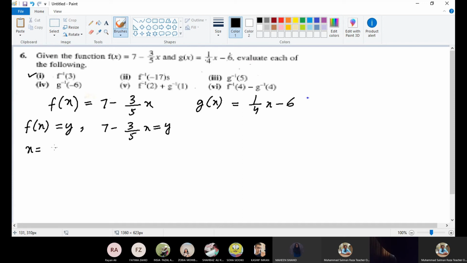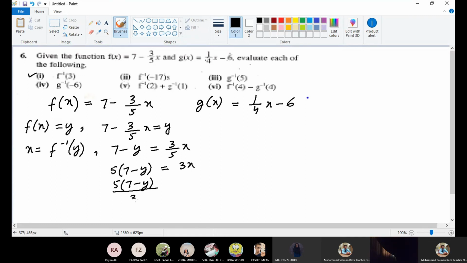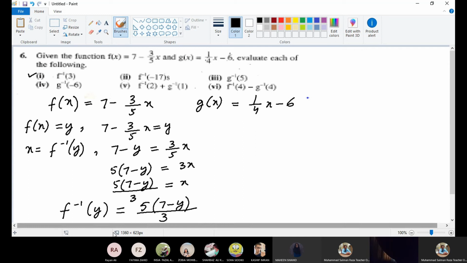And now when I make x the subject over here, it is going to become like this. But be careful over here: 7 minus y is equal to 3 upon 5x, and then 5 into (7 minus y) is equal to 3x, and then 5 into (7 minus y) upon 3 is equal to x. You can write it as f inverse of y is equal to 5 into (7 minus y) upon 3, which is the inverse of this function.